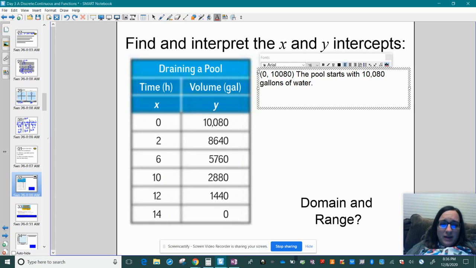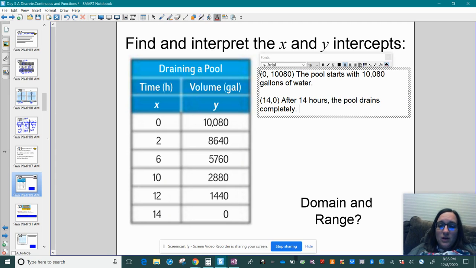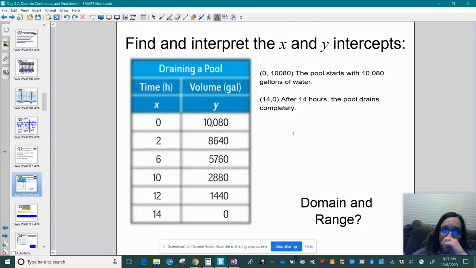And then our other ordered pair would be our 14, 0. That's our x-intercept since we have a value for x. After 14 hours, the pool drains completely. You put drains to 0 gallons of water. That's fine. We're talking about our domain and our range. We put those values in there.